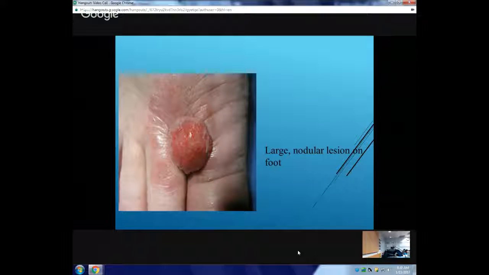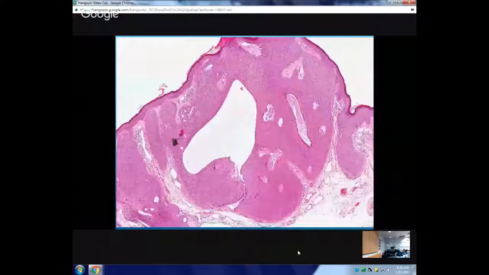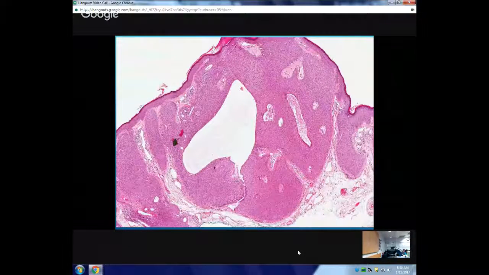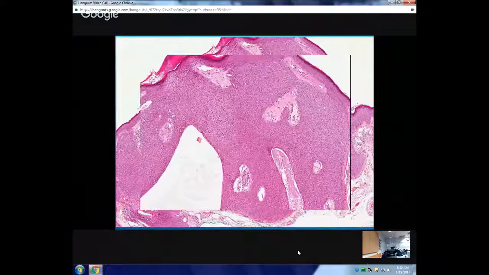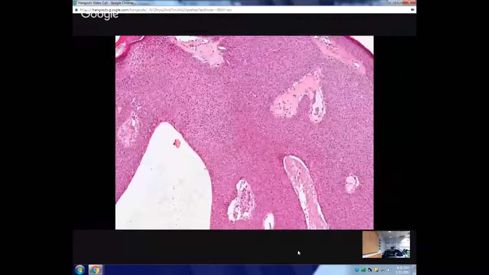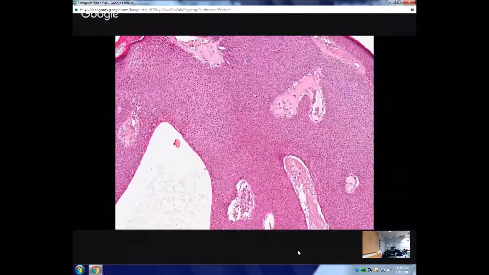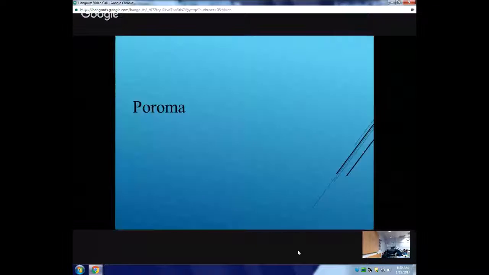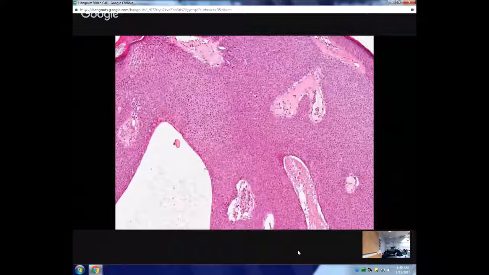So, a large nodular lesion on the foot. What do we see here? It's again an inward proliferation of basaloid cells. But here there are no hair follicular structures, nothing like that. So mostly it is composed of these basaloid, somewhat clear-looking cells.